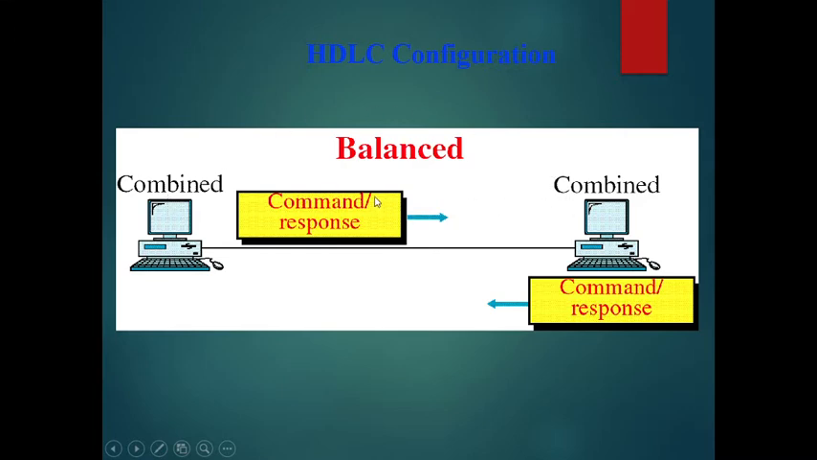So either it will be a command or a response. That is why it is a command or a response. So if you are having such a link, it is called a balanced link configuration. By this we understand that there are basically three different modes of HDLC configuration and two types of link configuration, that is, one is balanced and the other one is unbalanced. So depending upon the modes, the link configuration can also be balanced or unbalanced.